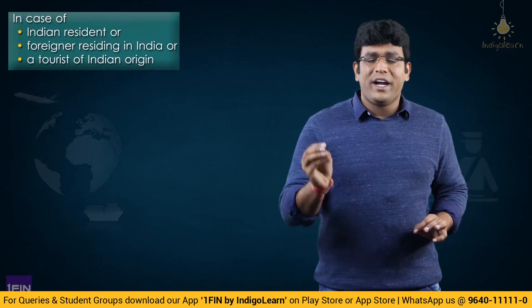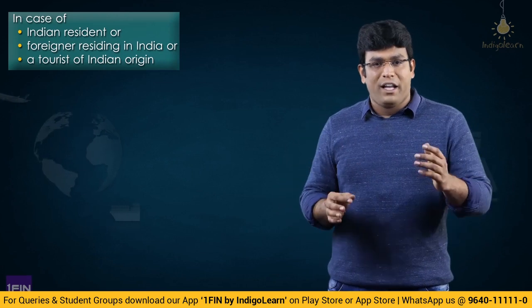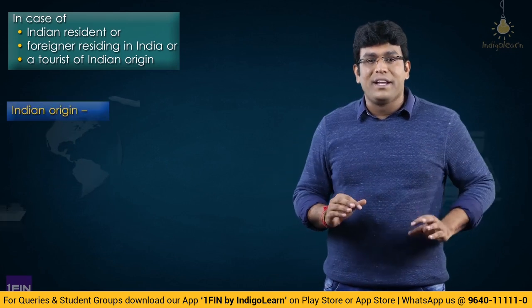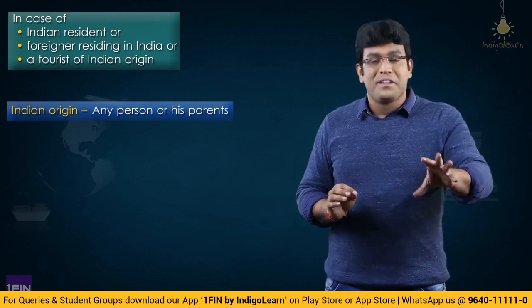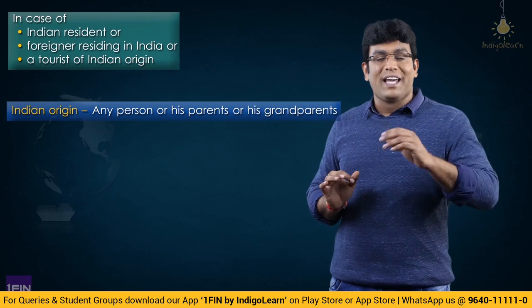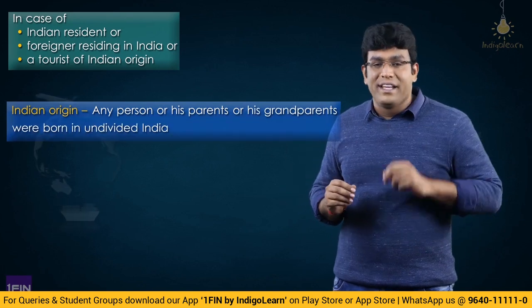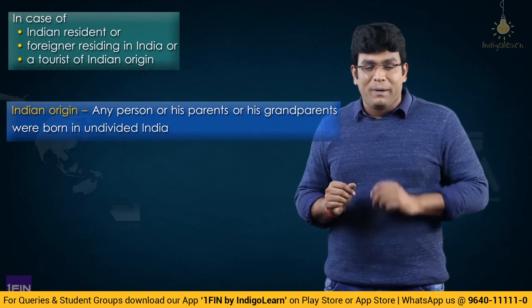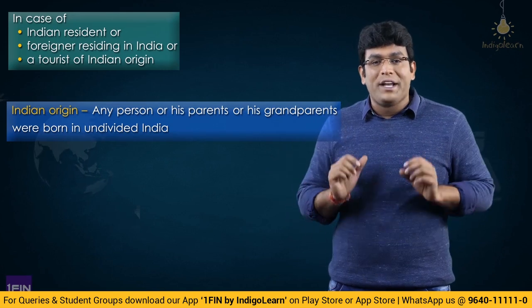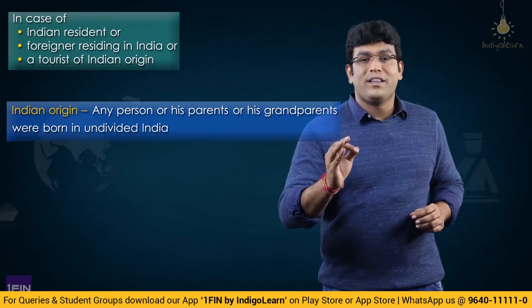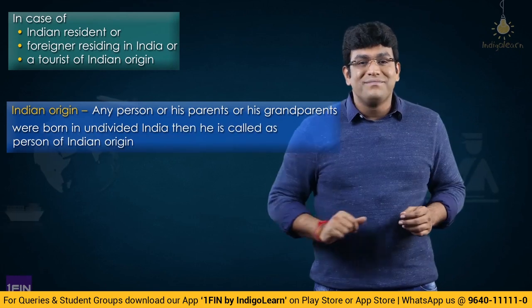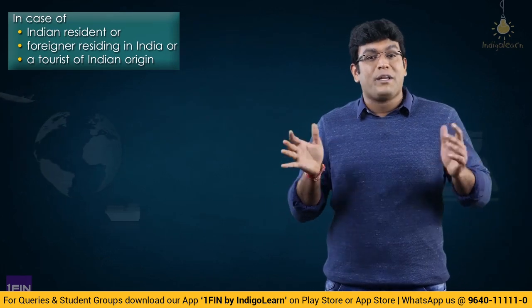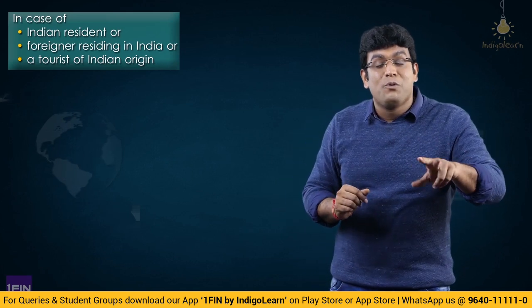Generally, this word Indian origin is not defined there, but let me tell you whom we generally call a person of Indian origin. That is somebody who, or his parents, or any of his grandparents, were born in undivided India. Undivided India means before 1947. So if he himself or any of his parents or grandparents were born in undivided India, then we will call that person a person of Indian origin. Getting clarity, right? Wonderful.